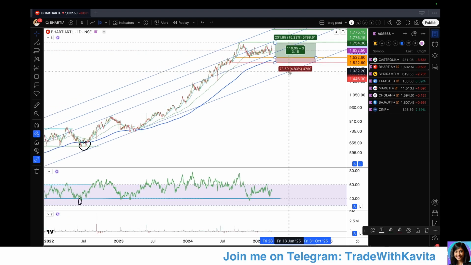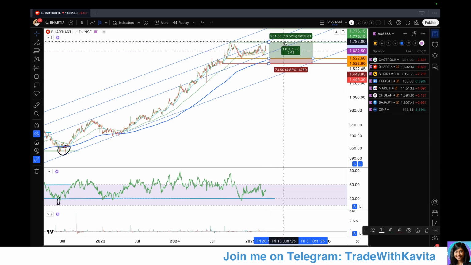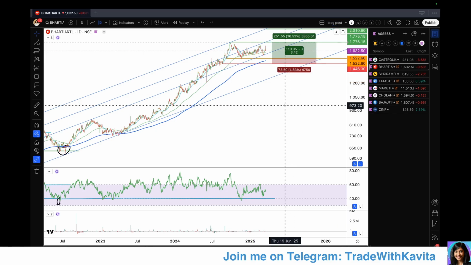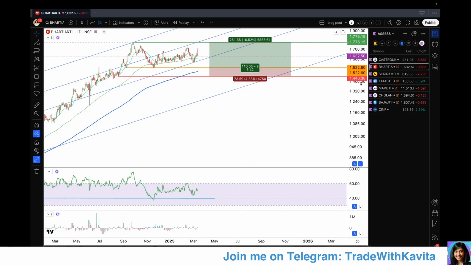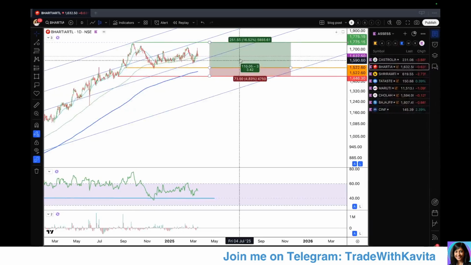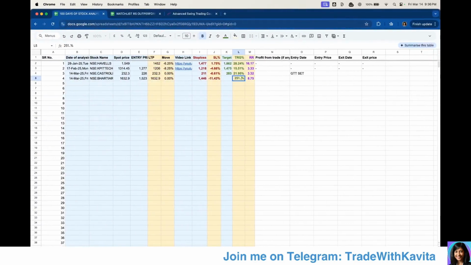So the stop loss is around 4.3 and the target is around 16.5, making a risk reward ratio 3.42. So this also is a legitimate trade setup. So let's capture the stop loss 1446.3 and the target is 251.55.